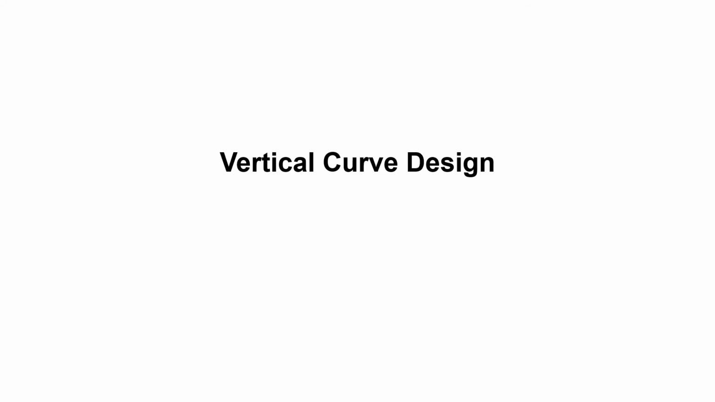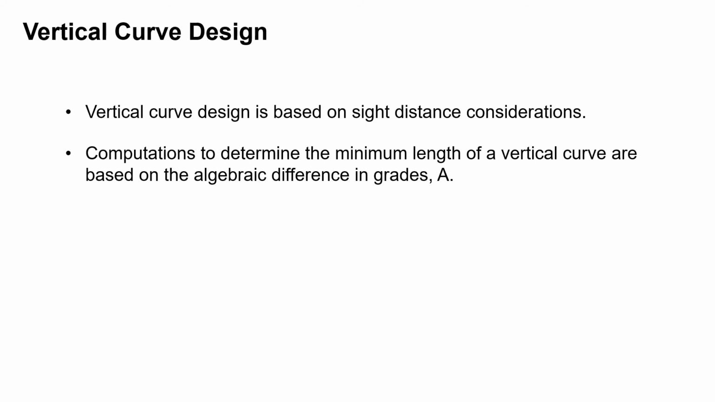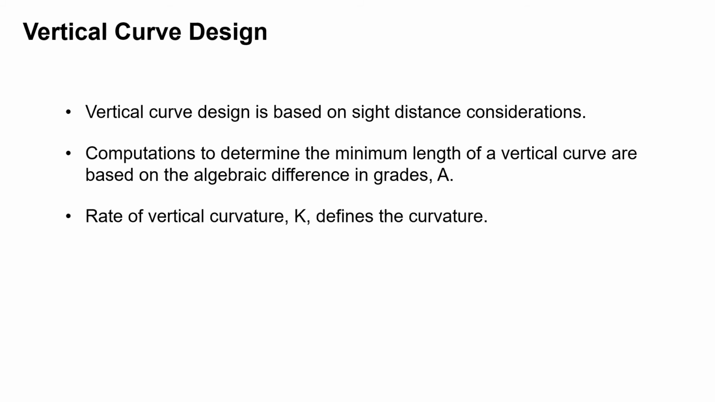Now there's a little bit of information on vertical curve design. Vertical curve design is based on sight distance consideration, so it is important that we know what type of curve and what type of sight distance controls in a given scenario. And the computations that we use for vertical curve design are based on the algebraic difference in grades, which is known as A, and then the rate of vertical curvature, K, which defines the curvature. So that's the distance you need to travel per 1% change in grade.